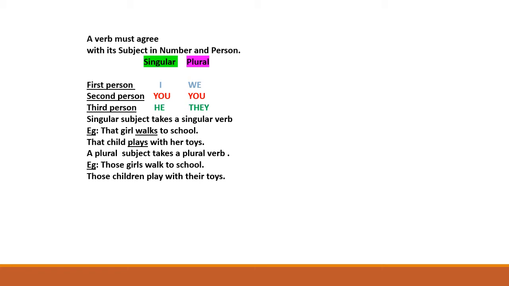That child plays with her toys. Plays is the verb here. Child is the subject, the noun. Child plays, it is a singular verb. Girl walks, singular verb. Singular subject, singular verb.